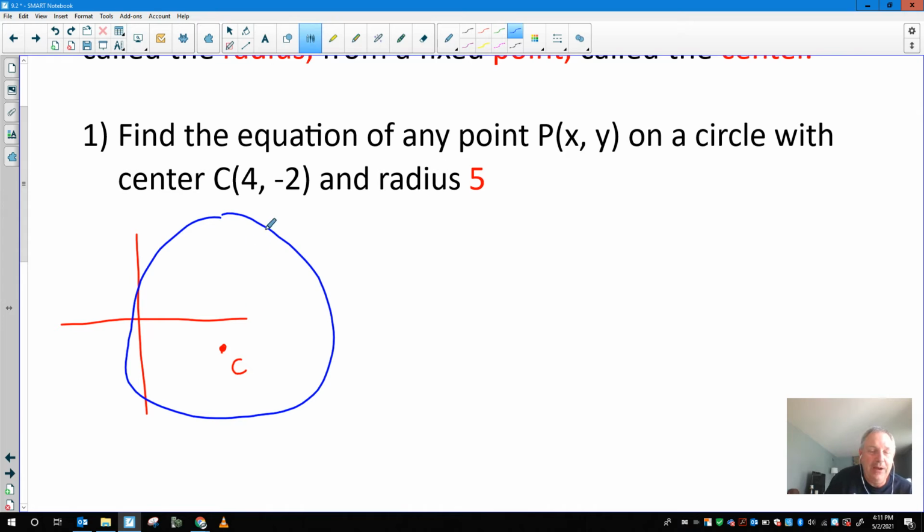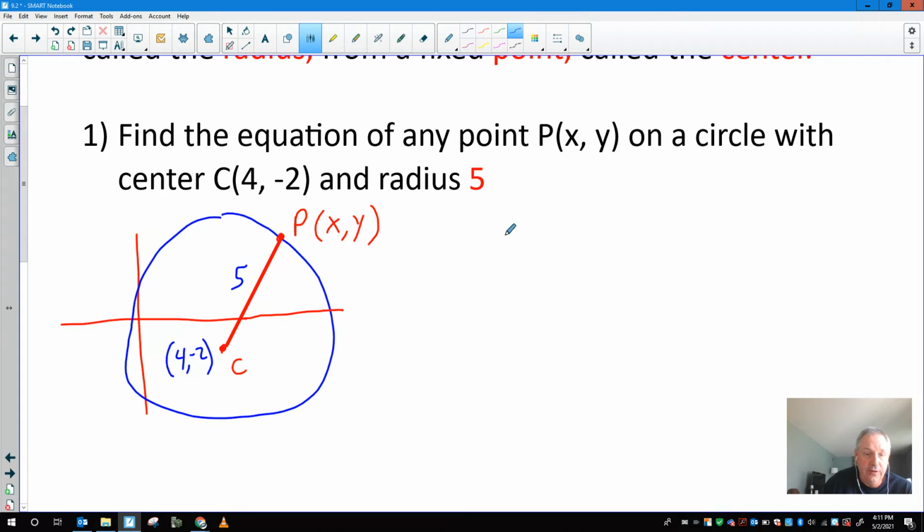All right, so I want any point on the circle. So I'm going to do the same thing we just did. I'm going to call this point P. And what I know now is that the distance from the center to that point is supposed to be exactly 5 inches. So the distance, so this point here, the center is 4, -2.